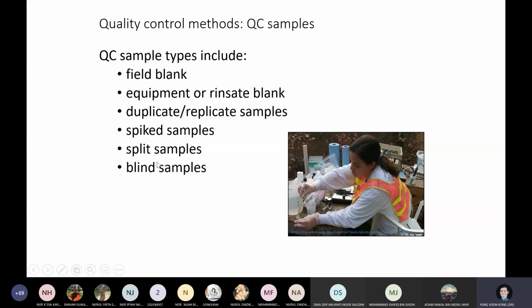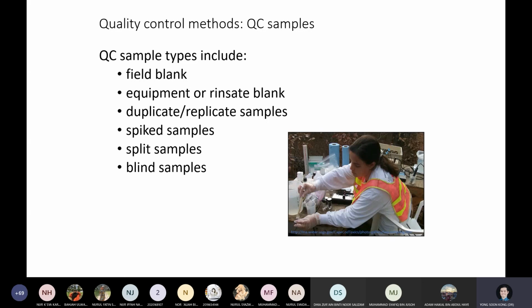Split samples is where you collect one sample and split it into two, and then you measure differently, maybe using different operators or different instruments. So this is split. Blind samples, not really sure, but hopefully after this there are slides that we can explain. So these are the examples that you should have before you even go for your sampling plan.